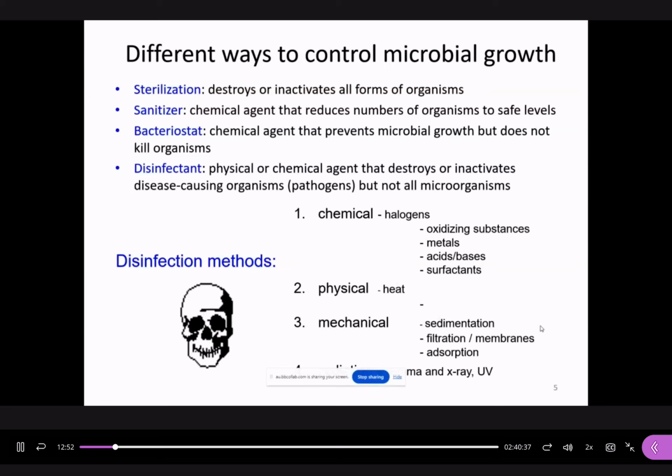Surfactant. And physical, we can use heat. And mechanical: sedimentation, filtration, membrane separation, absorption. And radiation, light energy, right? Most common is UV. So in our daily life, we may see UVA. UVA, UVB, UVC correspond to different wavelengths, right? And X-ray, even higher energy, right?